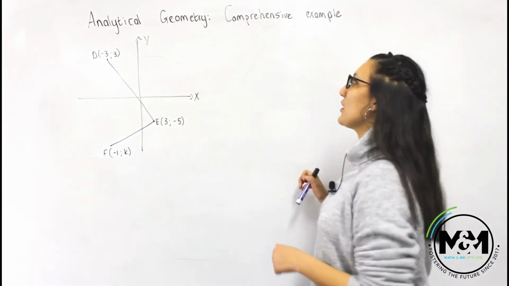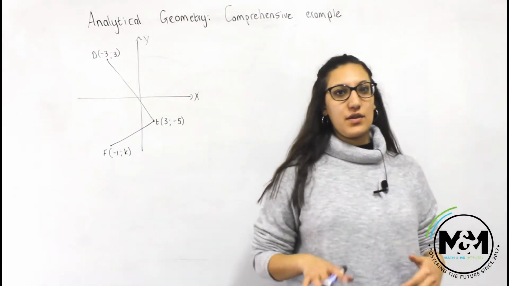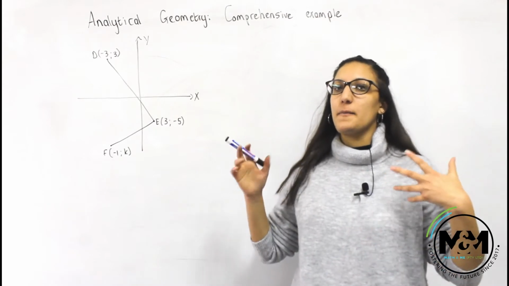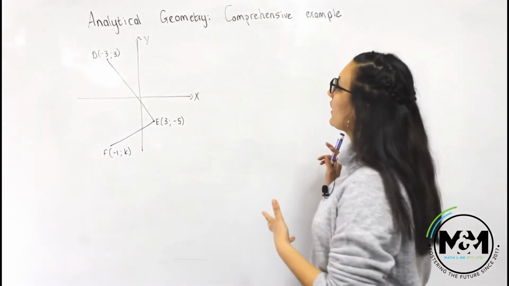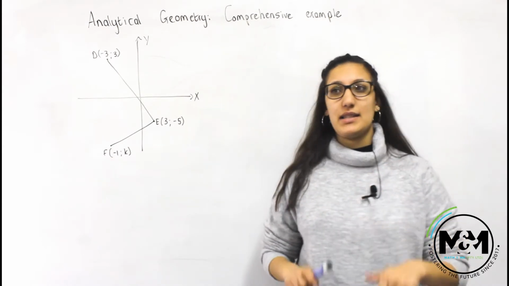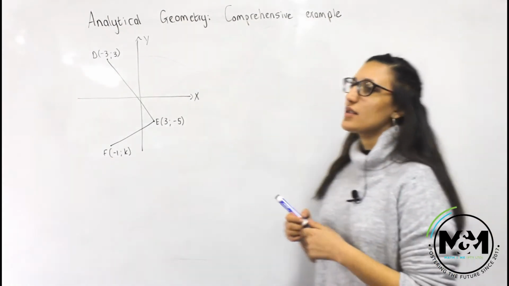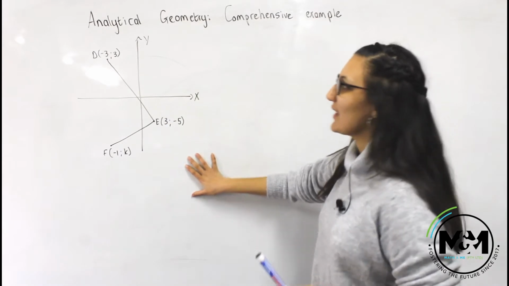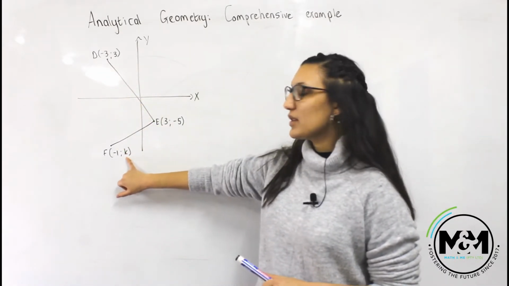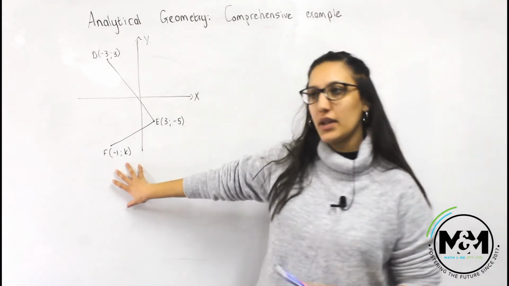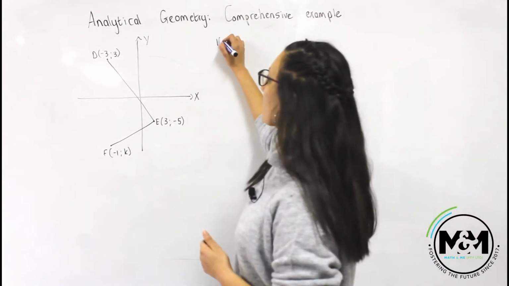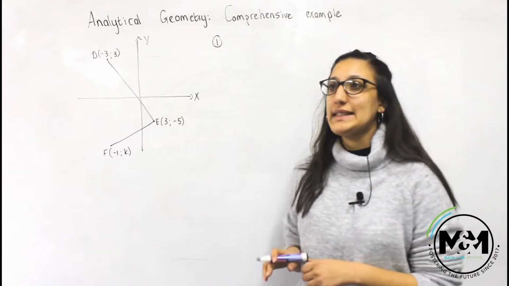So analytical geometry, this is a comprehensive example, so it will encompass everything we did in our sessions on distance formula, midpoint, and then gradient and straight lines as well. Okay, so here's our diagram firstly. They give you coordinates D, E, and F, and the y coordinate is missing there, so they just replace it with K. Right, and our first question, they're asking us to calculate the length of DE.